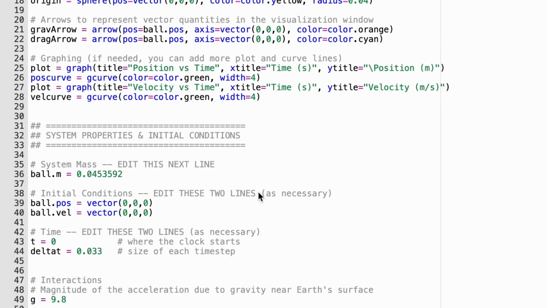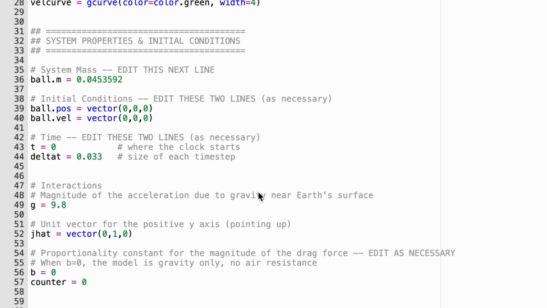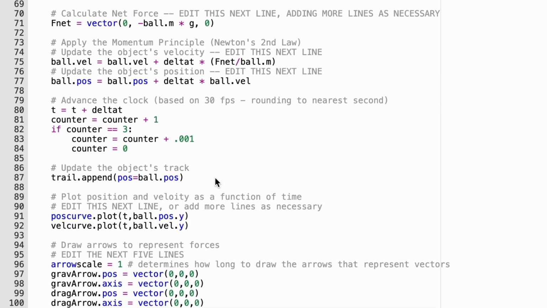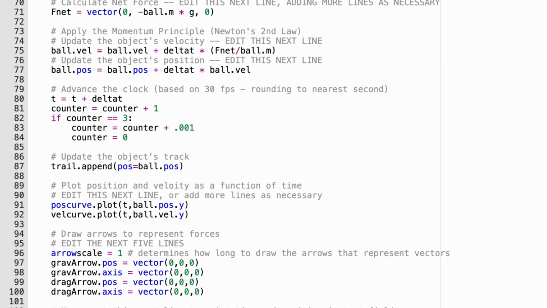This is the model that calculates without using drag. The ball's mass was calculated to be 1.6 ounces, or 0.0453592 kilograms. The ball's initial position and velocity were 0 respectively. The gravity constant was 9.8, and since this does not use drag, B equals 0. The net force is therefore only dependent on gravity, which can be calculated via the negative of the ball's mass times gravity.